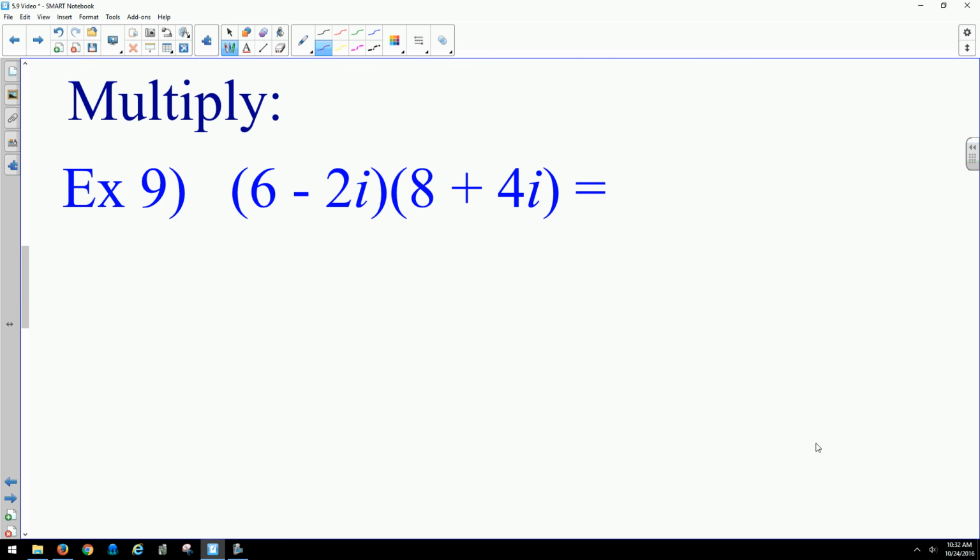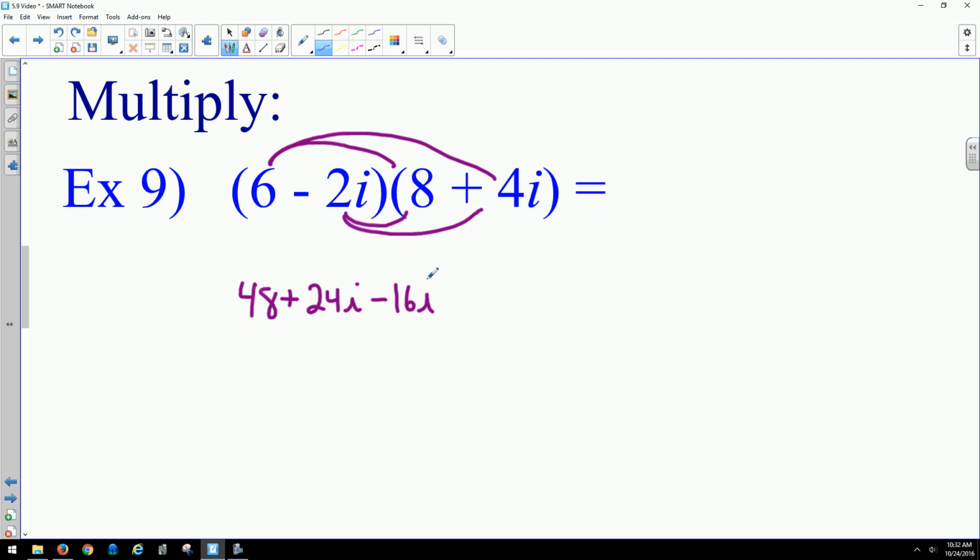So now we get into multiplication. And again, this is same rules. So I'm going to use double distributive. I'm going to multiply 6 times 8 and then 6 times 4i. So 6 times 8 is 48 plus 24i. Then I'm going to take the -2i and distribute that. Don't forget to also distribute that negative. So I have -16i minus 8i squared. Oh, what's i squared?